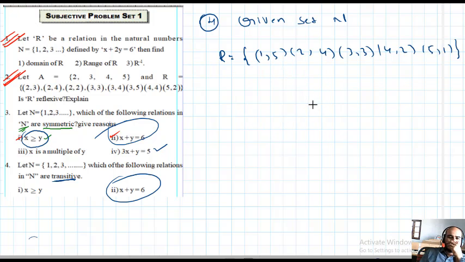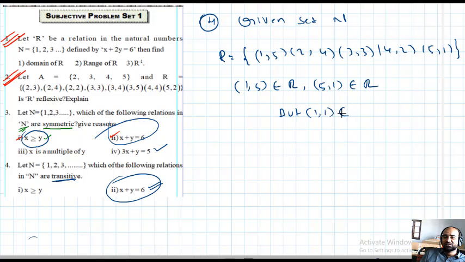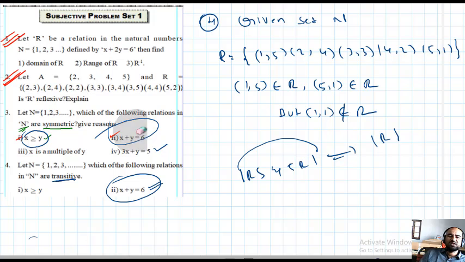Interesting problem. First of all, try to write the ordered pairs satisfied by x plus y equal to 6. That is one method. After that, you need to check whether this relation is transitive or not. So I will write (1,5) belongs to R, (5,1) belongs to R. But (1,1) does not belong to R. Observe, students: 1 related to 5 and 5 related to 1 should give 1 related to 1.